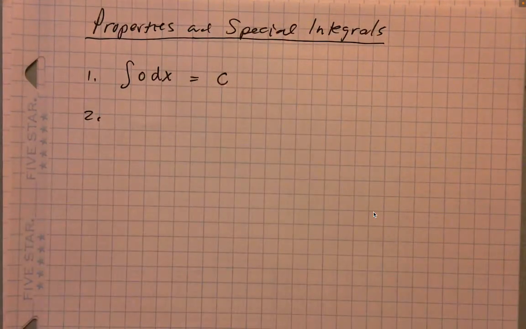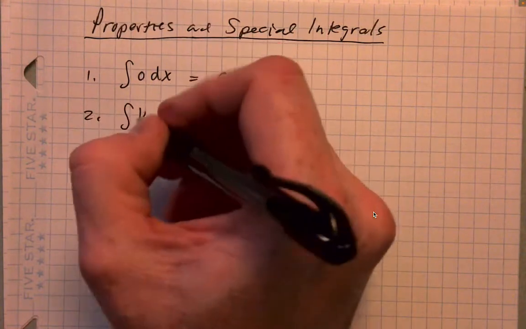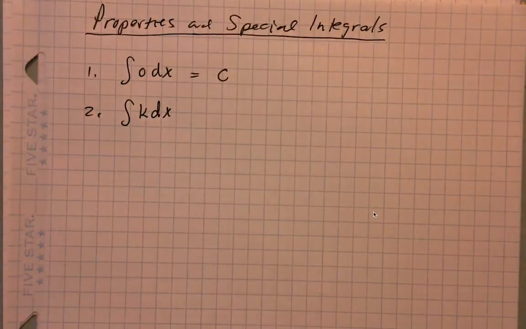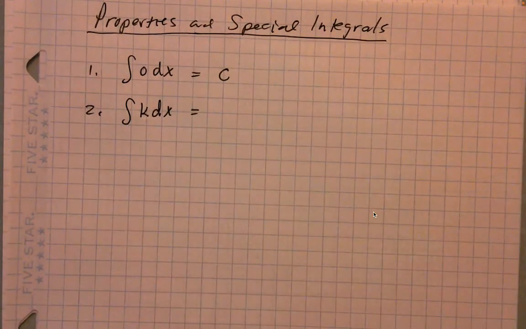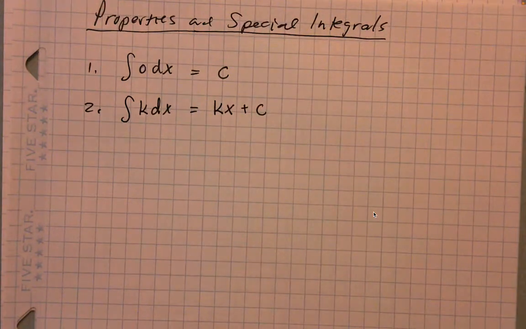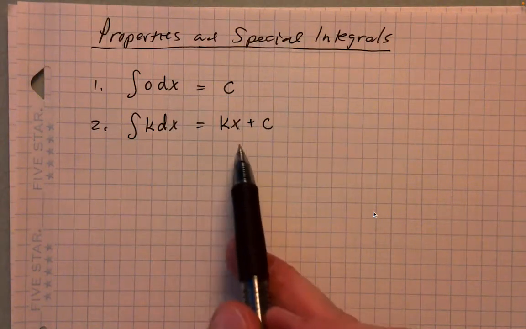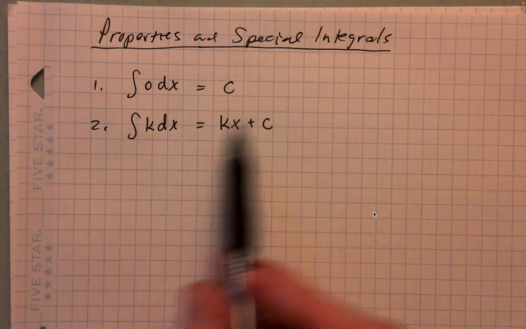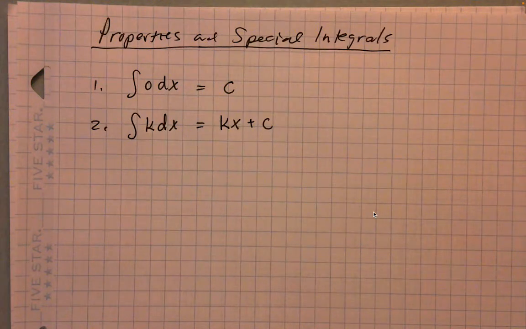The second thing of note here is the integral of a constant, and I'll denote that by k just to distinguish it from the constant of integration. So if I integrate a constant, what do I get? Well, what do I have to differentiate to get a constant? Well, I have to differentiate x, or some constant times x with some coefficient other than 1. So if I differentiate k times x plus c, I get k. So this would be the general form of the antiderivative of a constant k.